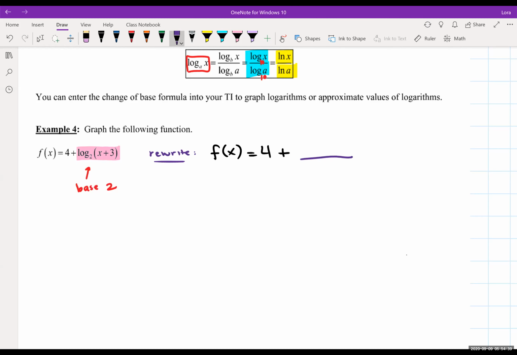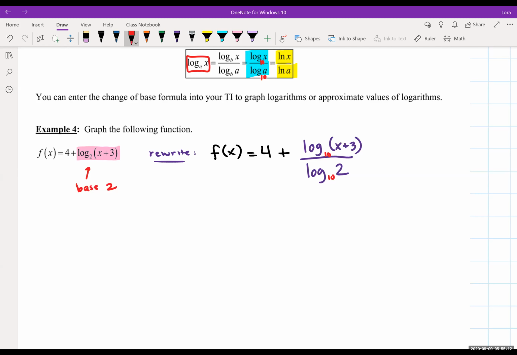And what we're looking at is it's always the log of the argument. So in our case, the argument is x plus 3 over log of the original base. So in our case, the base was 2. Now, if I'm just using log, that's assuming that my base is 10. If you feel that you want to write that in there, that's okay. So this is another way to write this particular function. We could type this into our TI and we will get the graph. And I'll do that for you.